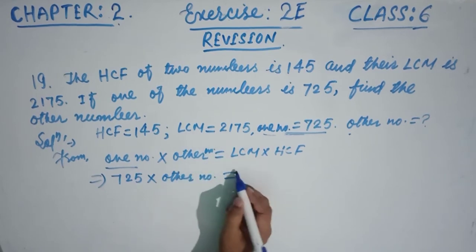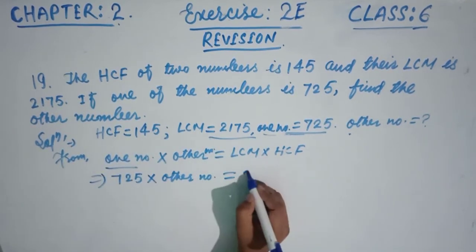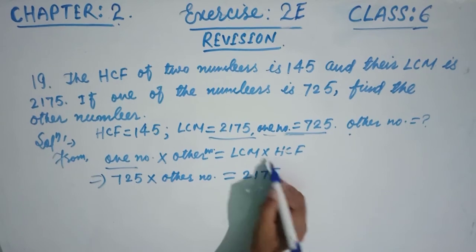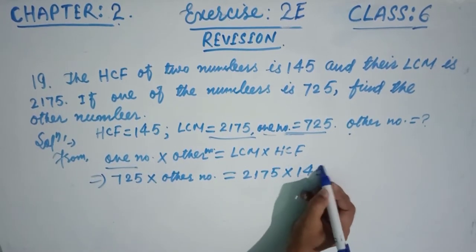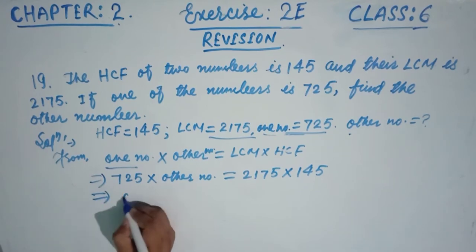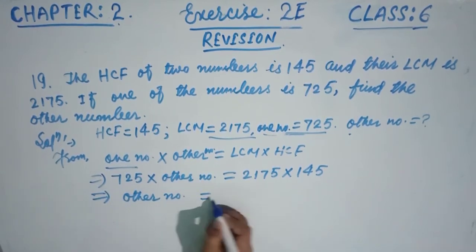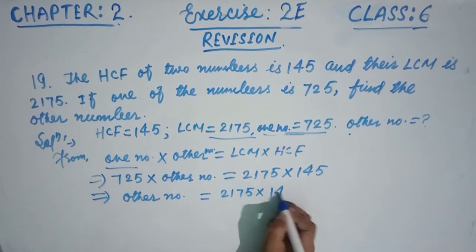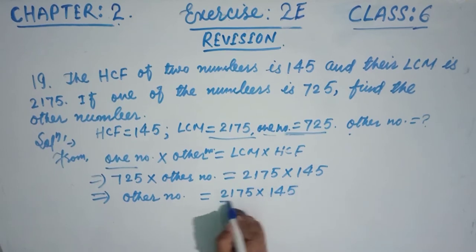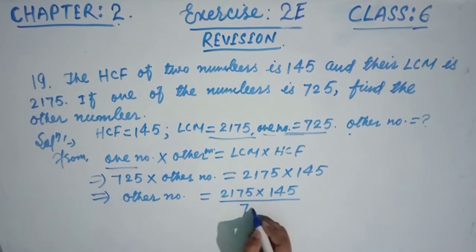The other number is equal to the LCM, given as 2175, multiplied by the HCF, given as 145. Now friends, look, the other number is equal to 2175 multiplied by 145 divided by this 725. Now divide and you will get the answer, friends.